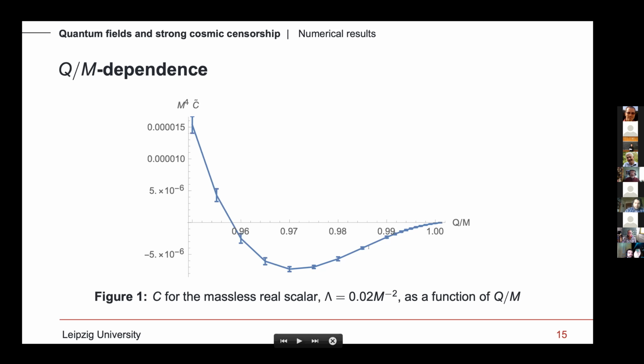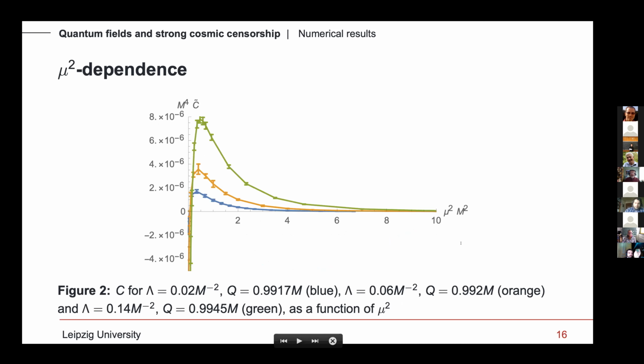And these results are actually also in very nice agreement with some earlier results on Reissner-Nordström by Silberman et al. We then also plot the dependence on the mass of the scalar field. And here we also have results for different cosmological constants. And here you can see the same picture. Basically, it is generically non-zero, even though it becomes quite small for large masses, with a sign change over here.